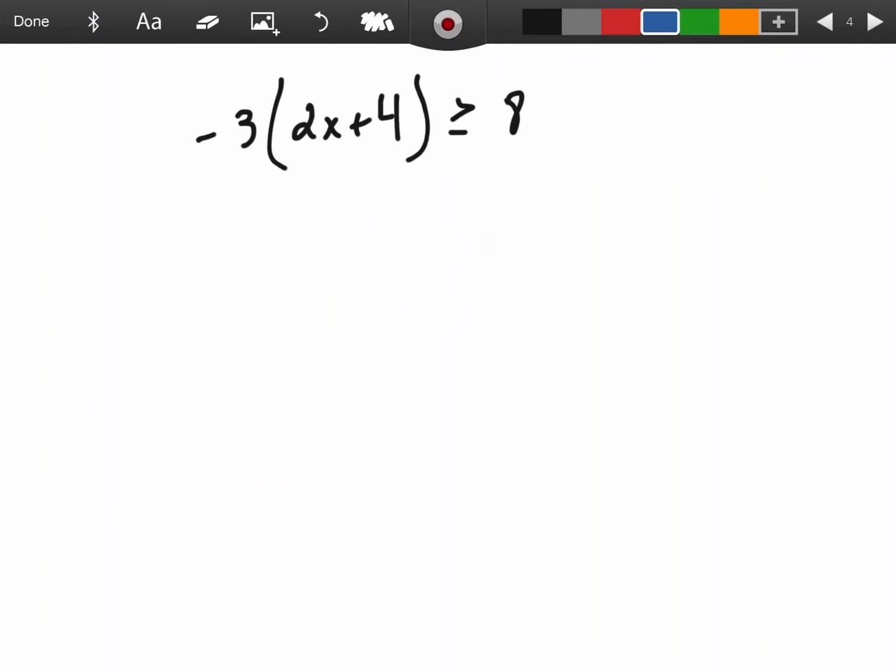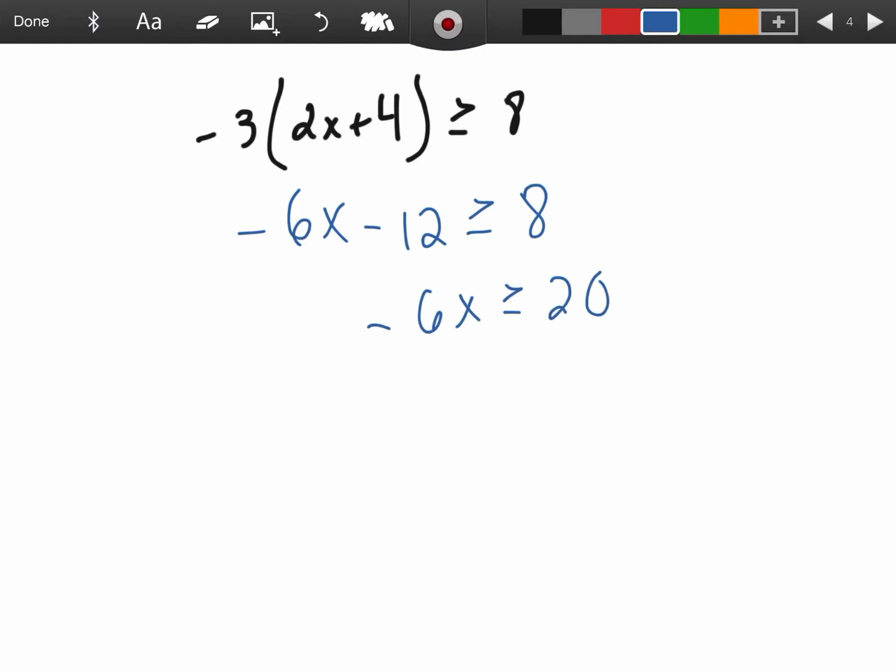And then this last one here is a quick inequality. You can either start by dividing by -3 or by distributing. I'll just start by distributing the -3. I have negative 6x minus 12 is greater than or equal to 8. I'll add the 12 over, so I have negative 6x is greater than or equal to 20. And then I'll divide by negative 6.